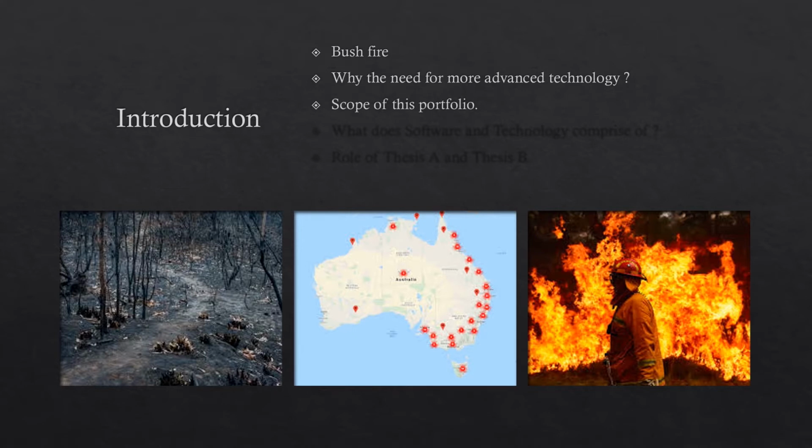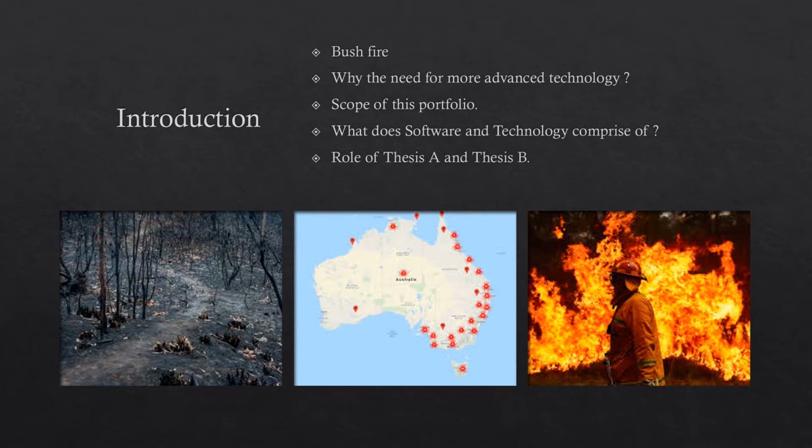The uncontrolled fire couldn't be contained due to the use of outdated technology against it. The scope of this portfolio tries to find innovative ways to help mitigate the spread of bushfire and avoid a disaster like the last one. Software and technology in this portfolio highlights the upgrades that existing equipment could incorporate to have an advantage in this situation. Thesis A discussed the requirement of different technology, whereas Thesis B covers future work on the preliminary design proposed in Thesis A.